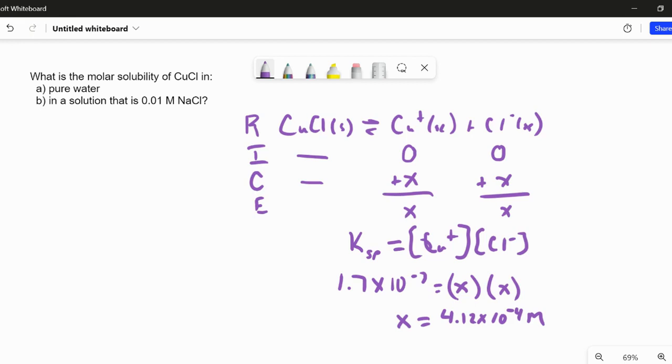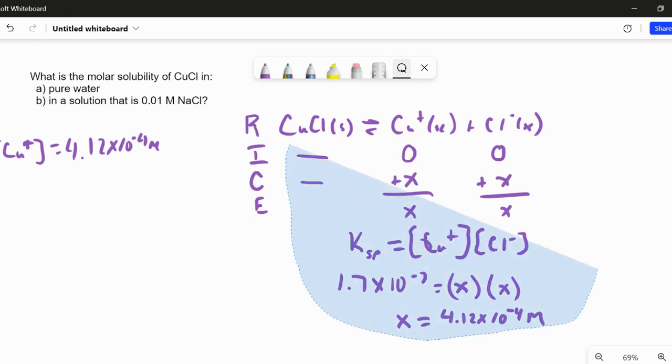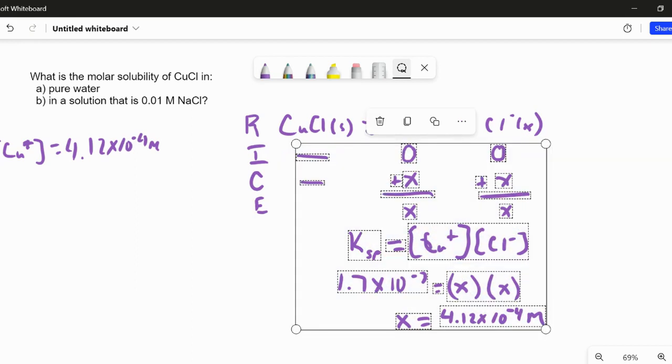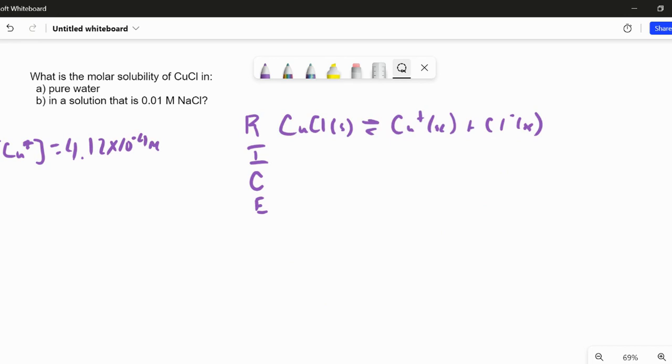So I'm going to write this over here just to remind us that the concentration of copper ions will be 4.12 times 10 to the negative 4 molar in pure water. Now we're going to redo this process, but instead of putting it in pure water, this time we are going to dissolve it in a solution that already contains chloride ions: a 0.01 molar sodium chloride solution.